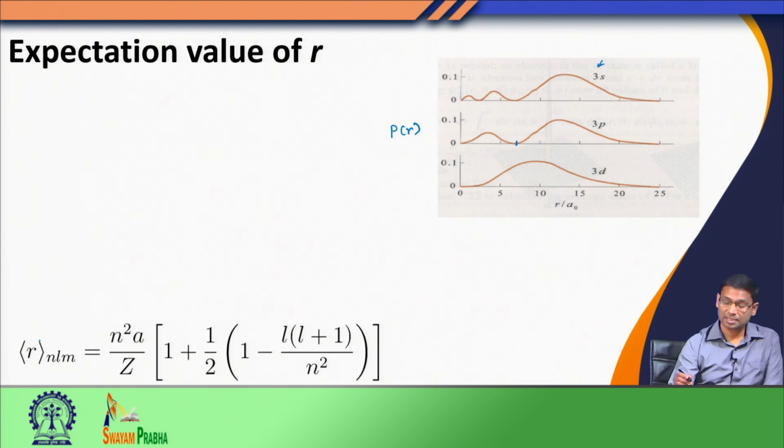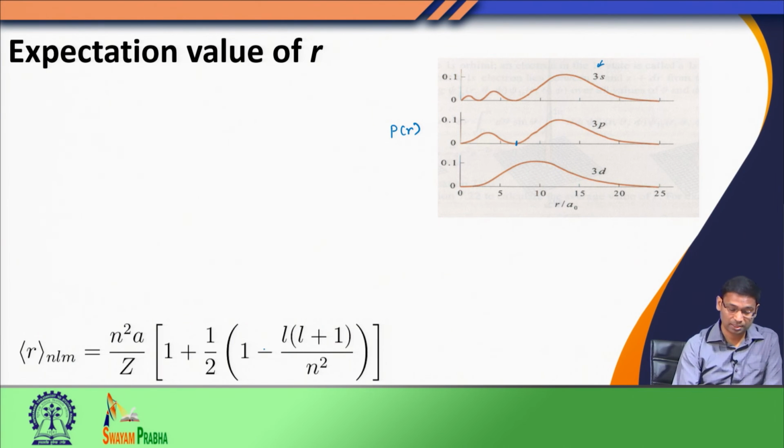That means, when comparing 3s, 3p and 3d orbitals, the electron in the 3d orbital, because of its larger value of L, would be much closer to the nucleus compared to 3s, because in case of 3s L is 0. So this term becomes just 1. In case of 3p we have 1 minus some quantity, and in case of 3d 1 minus some quantity, but this quantity increases because of the larger value of L.